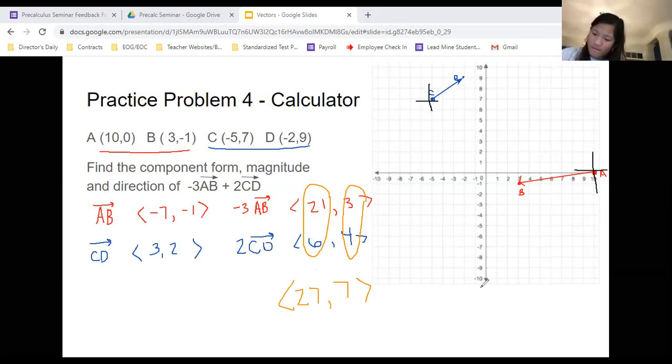How did I get 7, negative 1? Oh, negative 7, negative 1. So we are looking over here. Vector A, we have A at 10, 0 and B at 3, negative 1. So we've got vector AB here. If I make A my initial point and treat that like the origin, I see that I go over 7 and down 1. So that component form is negative 7, negative 1. Does that make sense?